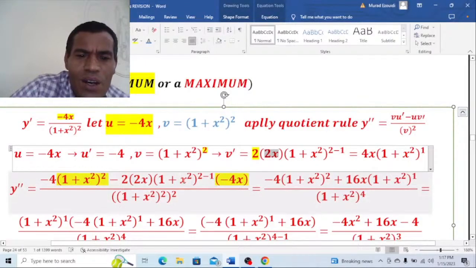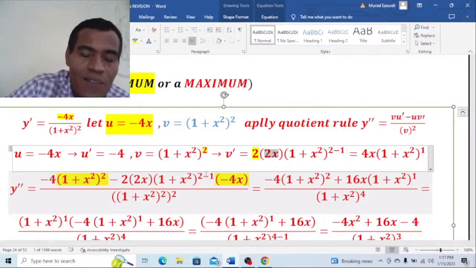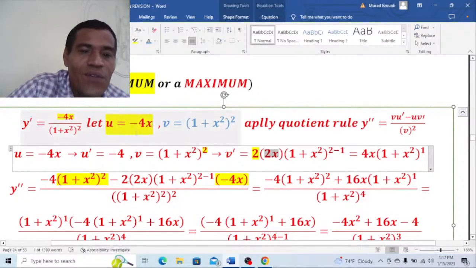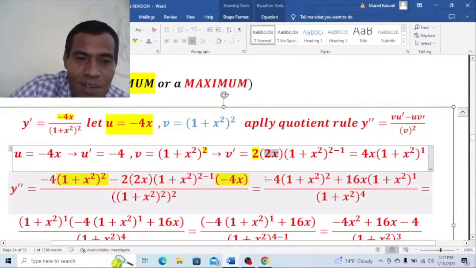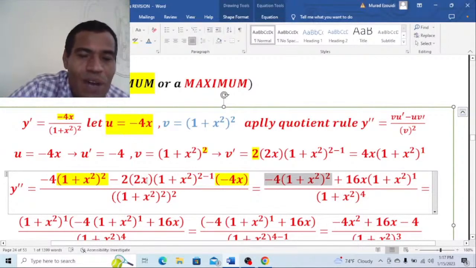Multiply by (1 plus x squared), then raise it to the power 2 minus 1, which is 1. Simply because when you differentiate the function to the power n, it will be f dash, f to the n minus 1, multiplied by the function u, which is negative 4x. Therefore, learners, you can note that negative 4 times (1 plus x squared) raised to the power 2 is written here. So therefore plus negative 4x multiplied by negative 2 multiplied by 2x.